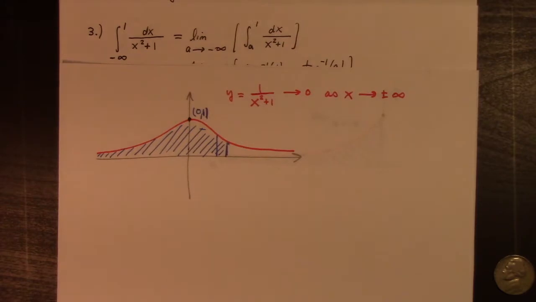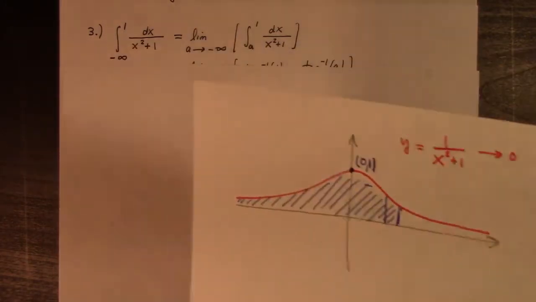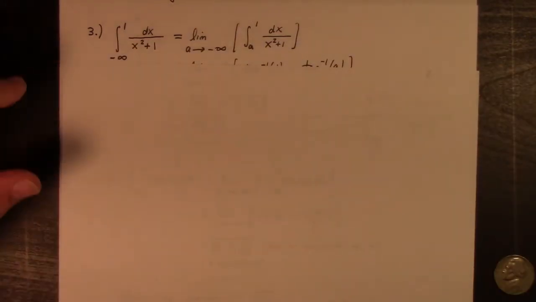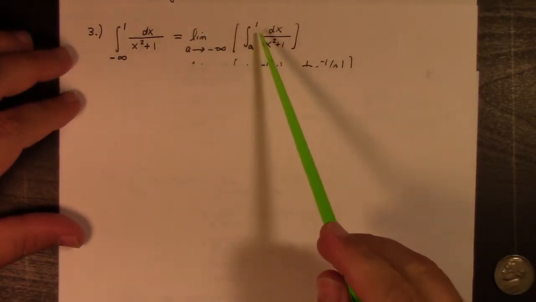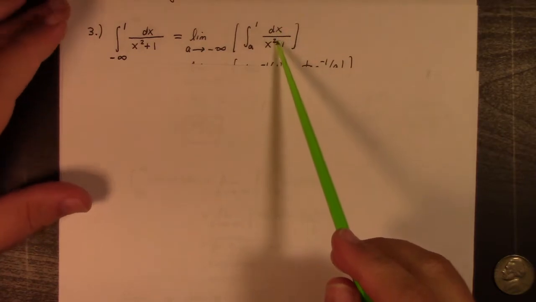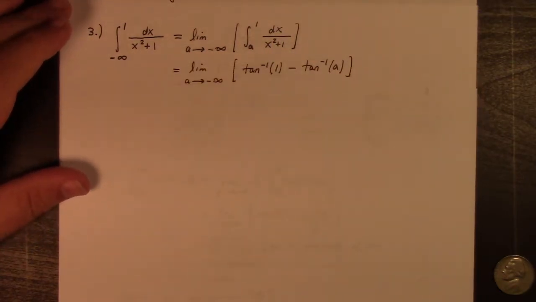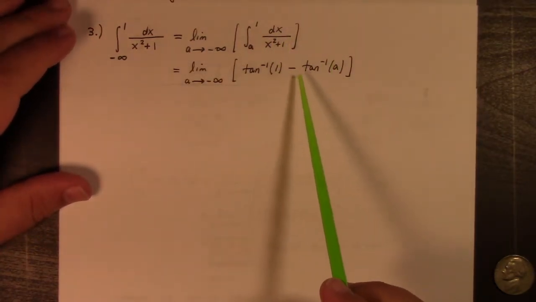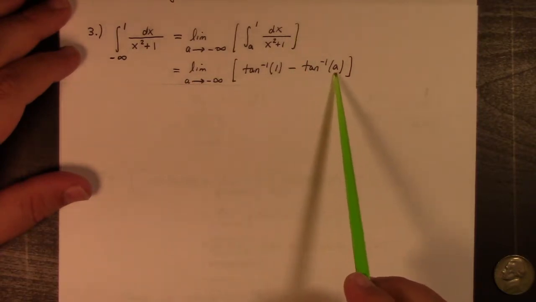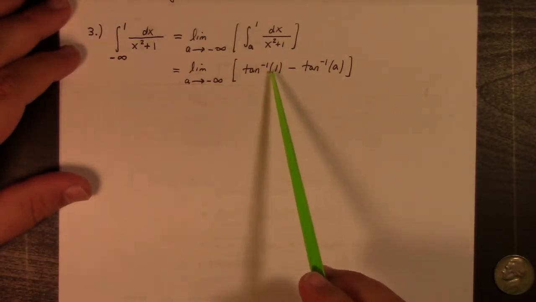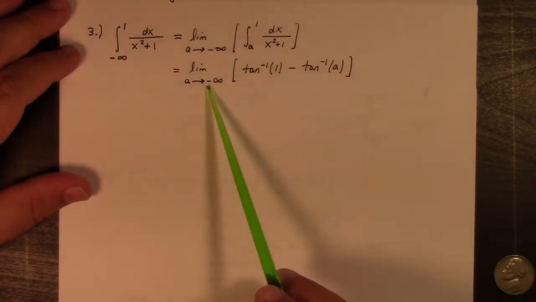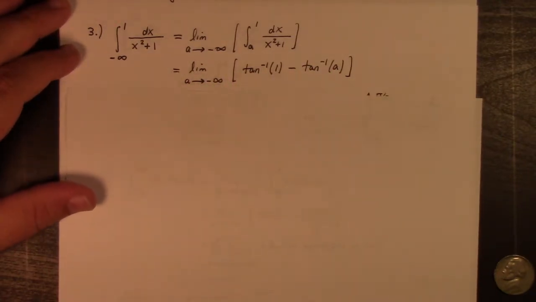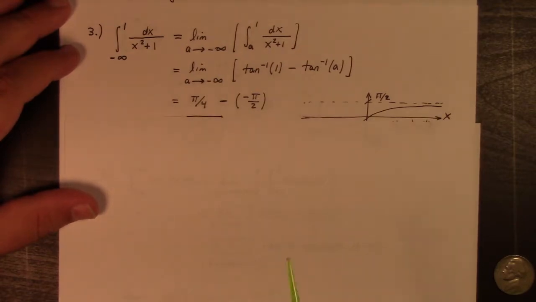So, let me get this out of the way. We calculate the limit as a goes to minus infinity of the integral from a to 1 of that. But of course this is an elementary integral: inverse tangent, or arctangent if you like, of 1 minus arctangent of a. Now inverse tangent of 1 is pi over 4. Inverse tangent of a as a goes to minus infinity, well, what's that? That's actually minus pi over 2.